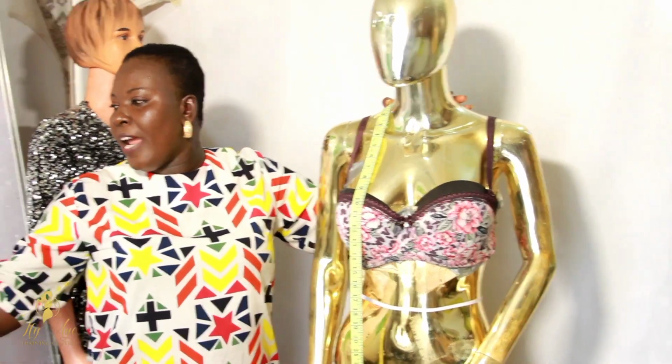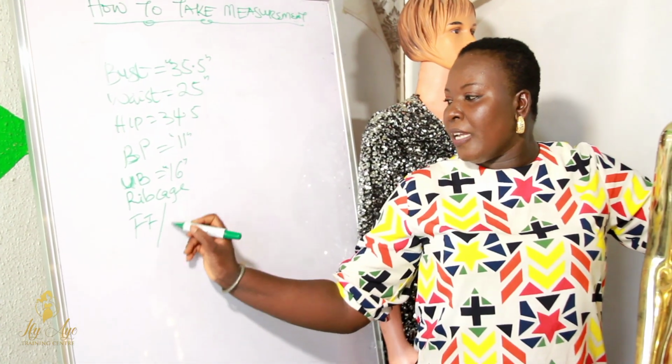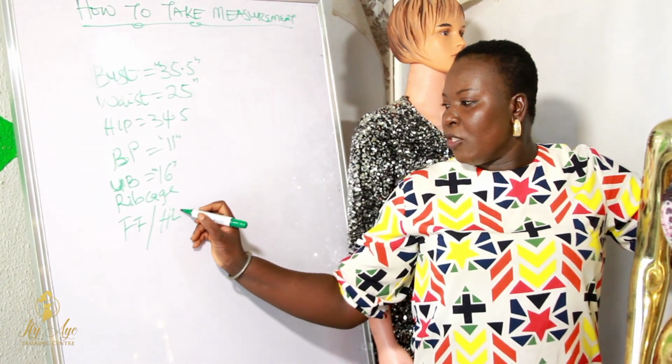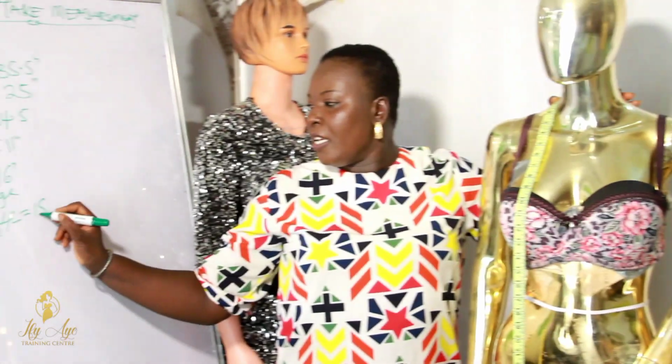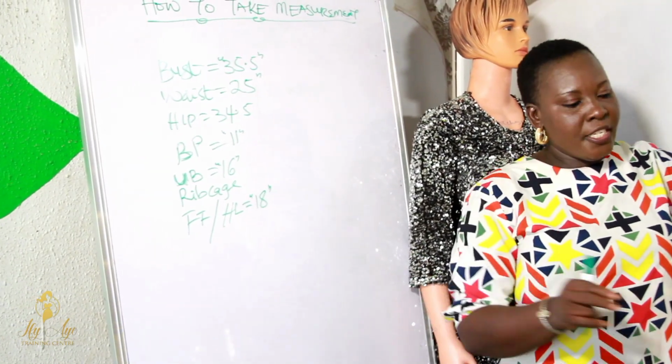So whenever you see me write FF, it's the same thing as what? Half length. So our full front for this client is what? 18 inches.